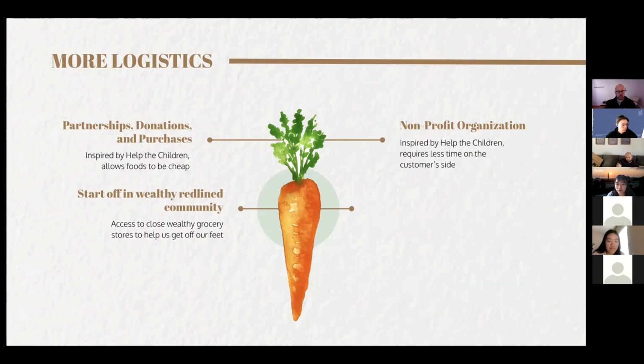And finally, in order to kickstart Pantry on Your Block, I think the best way would be to start off in a wealthy redlined community. Because it's somewhat nearby a wealthy community, it will have access to wealthy grocery stores to help us get on our feet, and it'll be easier to create partnerships. That way, Pantry on Your Block can reach out to even poorer or more isolated communities with these partnerships already developed.